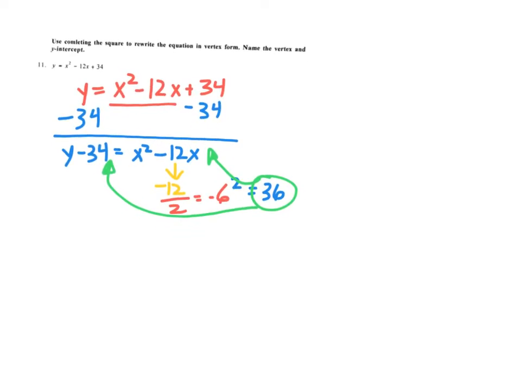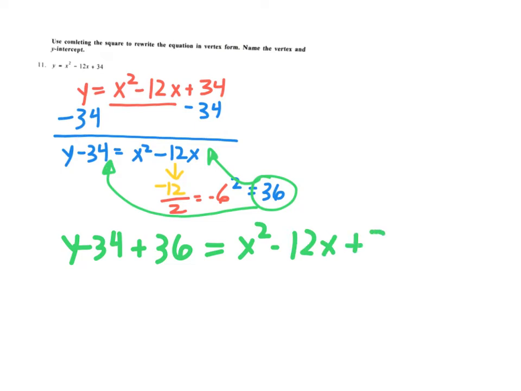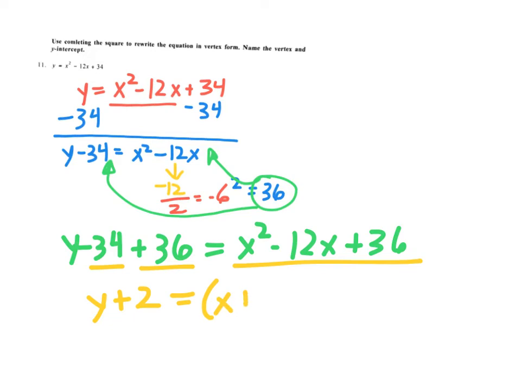So when I do that, I will have y minus 34 plus 36 equals x squared minus 12x plus 36. When I do negative 34 plus 36, I get y plus 2 equals, and then let's simplify this side. Remember, I could do x plus whatever number I got when I cut it in half. Since it is a negative number, instead of plus, I'm actually going to have a minus. So x minus 6 squared.